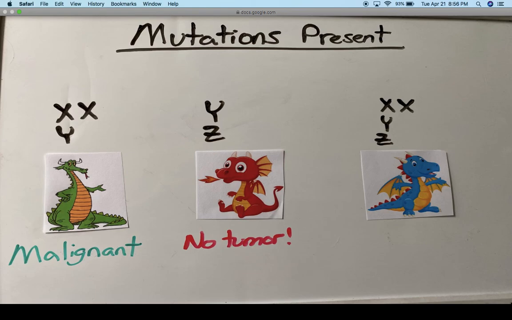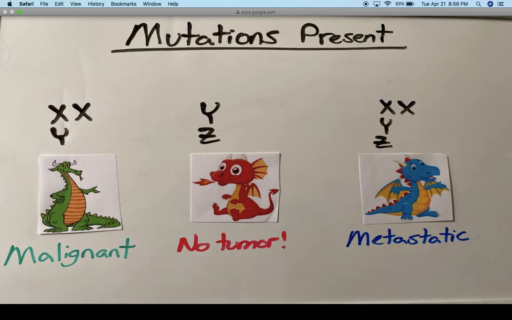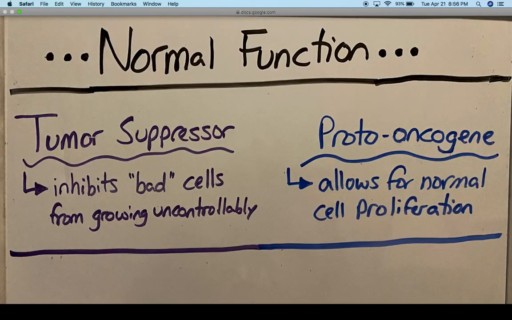There must always be a mutation in both X alleles for a tumor to even be a possibility with this particular throat cancer. The blue dragon has a mutation in both X alleles, one Y allele, and one Z allele. This corresponds to the dragon having a metastatic tumor.